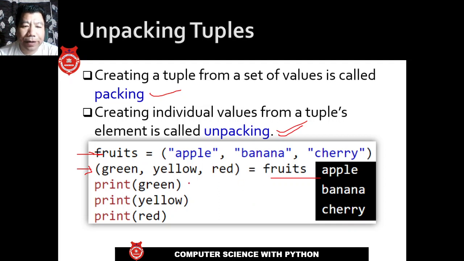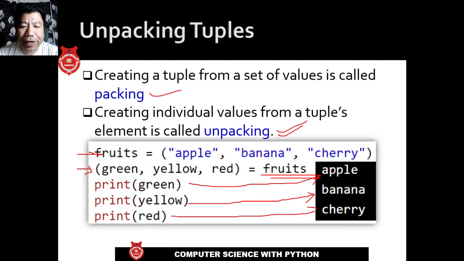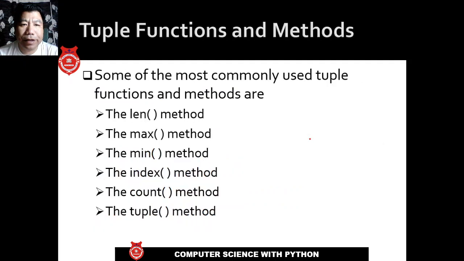So when you print out green, you'll get apple, which is the value coming from the tuple. If you print out yellow, you'll get banana, which is coming from the tuple. And if you print red, you'll get cherry, which is coming from the tuple. This is known as unpacking. I hope it's clear. Now, let's go to the tuple functions and methods.